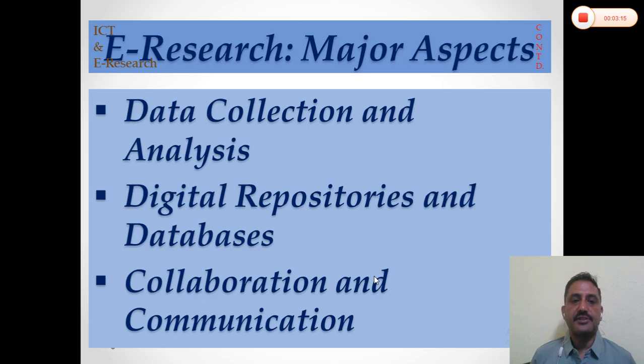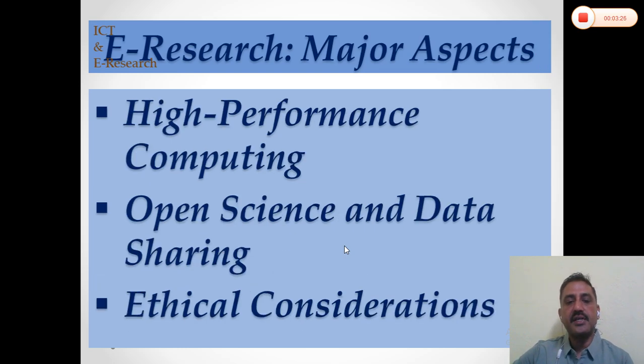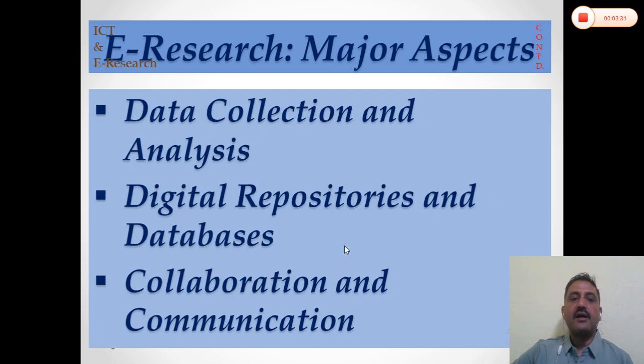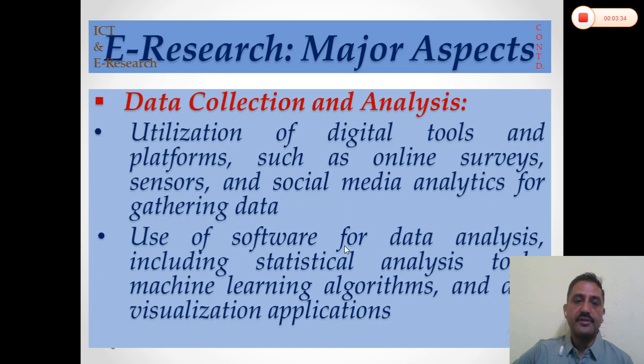The major aspects of e-research are data collection and analysis, digital repositories and databases, collaboration and communication, high performance computing, open science and data sharing, and ethical considerations. They are simply described below. Data collection and analysis indicates the utilization of digital tools and platforms such as online surveys, census, and social media analytics for gathering data. Use of software for data analysis, including statistical analysis tools, machine learning algorithms, and data visualization applications.